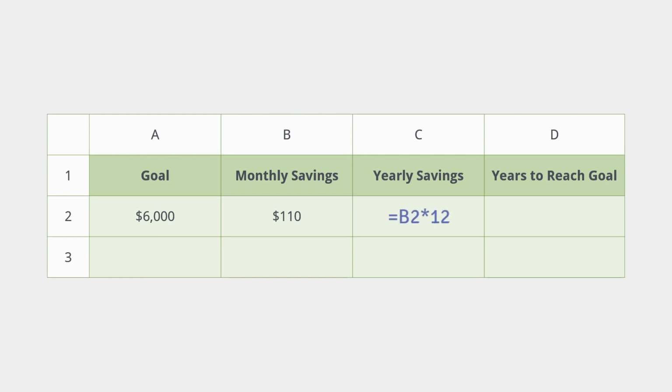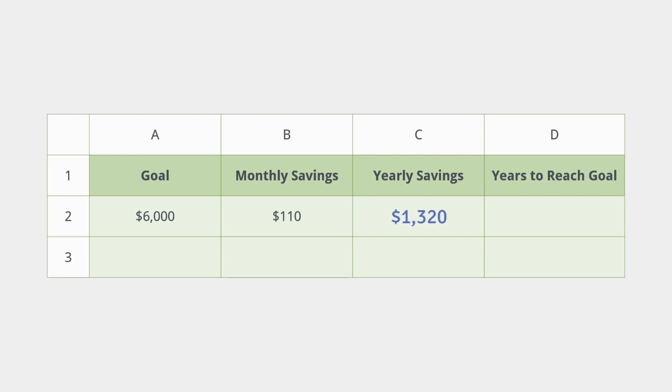Monthly savings times the number of months in a year, a simple multiplication problem. And the answer is, not too bad, $1,320 per year. Now that we have this number, we're just one step away from solving the problem.